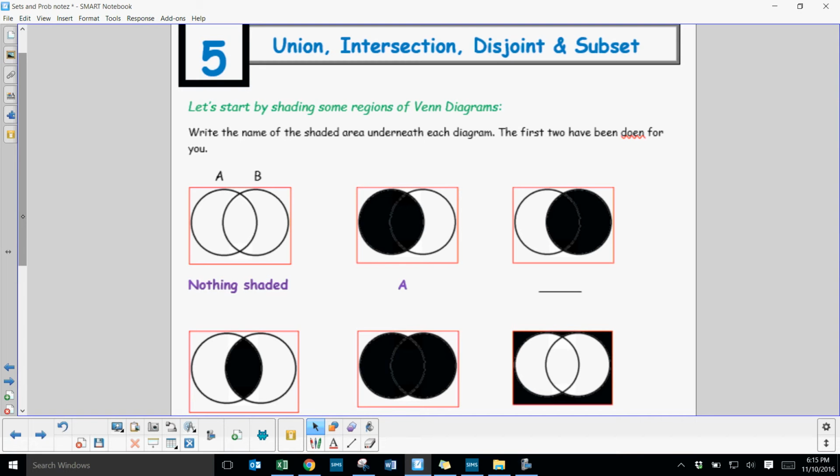Obviously in the first one, nothing is shaded, and we can assume A and B continue. In this one, the shaded one here is A. Therefore, in the second one, this shaded one here will be, of course, B.